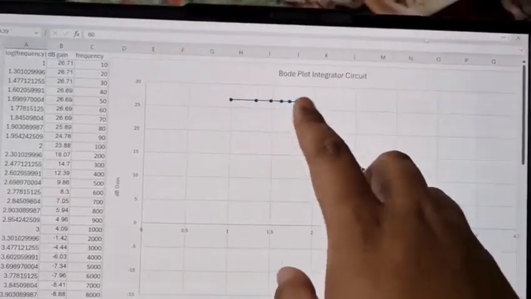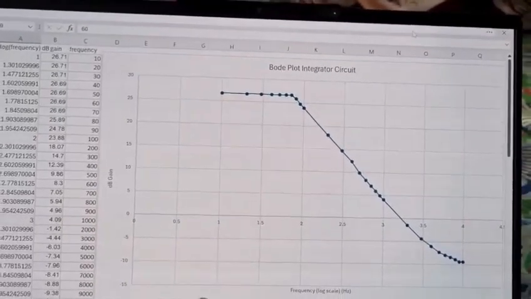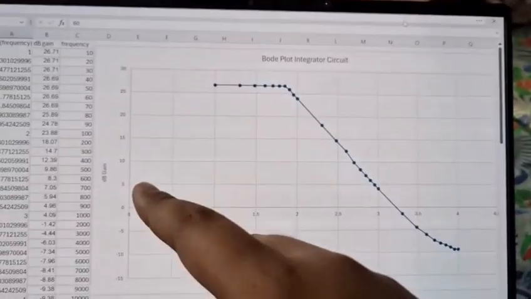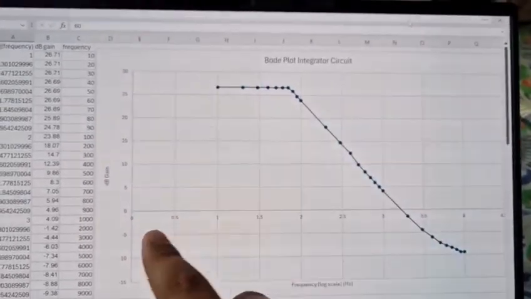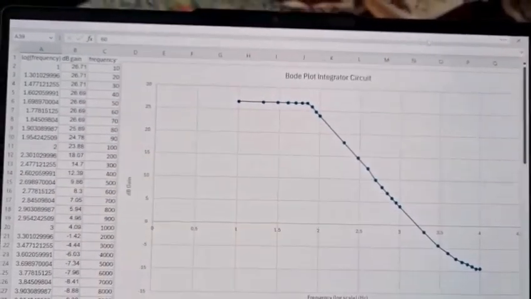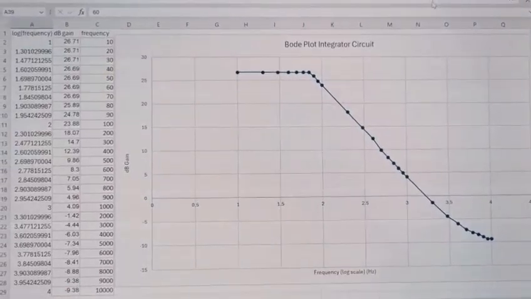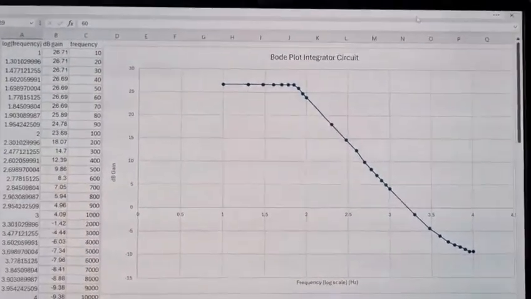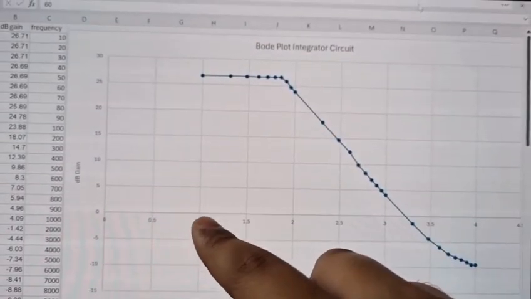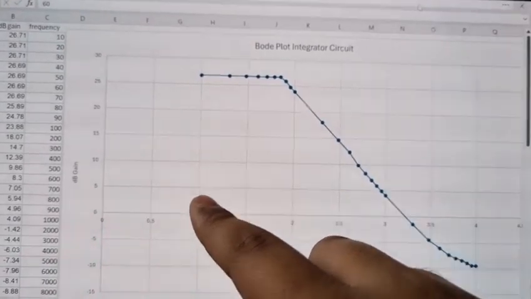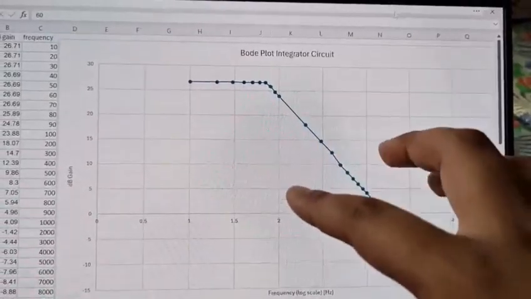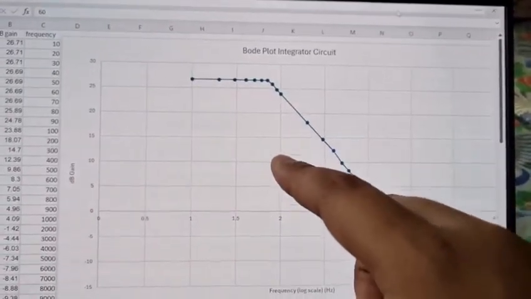Here you can see the Bode plot for the integrator circuit. On the x-axis we have the frequency in log scale in hertz, and on the y-axis we have the dB gain. As you can see in the graph, we have a dB gain of 26.71 at a frequency of 10 Hz, while at higher frequencies such as 10,000 the dB gain is very low. That means in the integrator circuit, the dB gain at lower frequencies is very high, so at lower frequencies we have high amplification and at higher frequencies we have attenuation. From this graph we can conclude that the integrator circuit is a low pass filter.